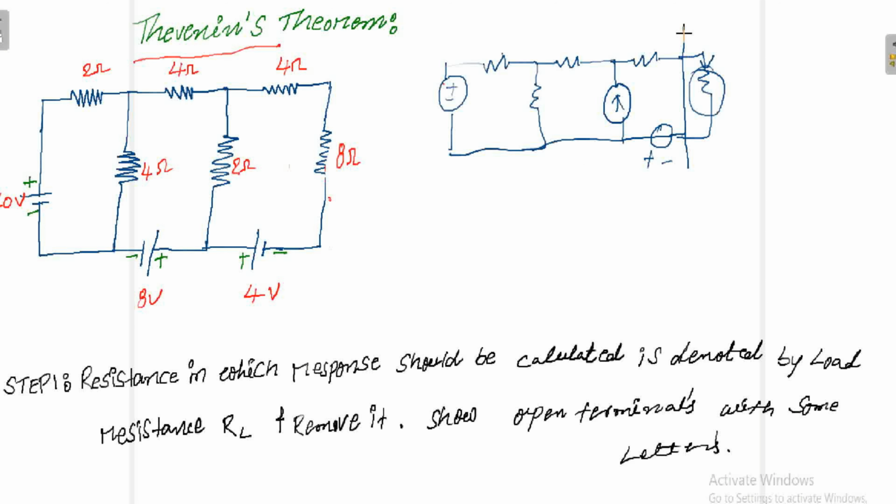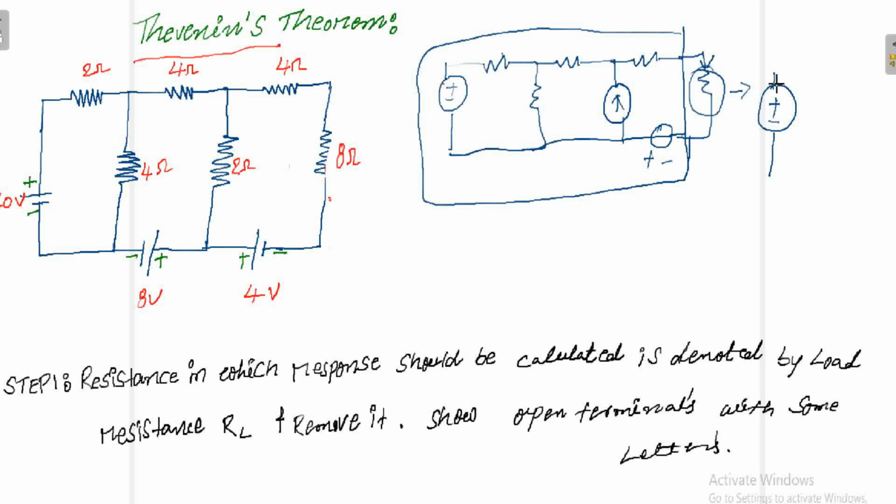With the help of Thevenin's theorem, we can replace this total circuit with one voltage source and one equivalent resistor. This voltage source is called VTH. This resistor is called RTH. And to this point we'll connect our element where you want to find the response.